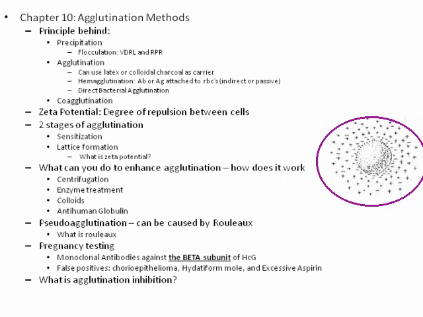How do we enhance agglutination? We can centrifuge it. That overcomes zeta potential by forcing the cells together. Enzyme treatment strips the zeta potential off the cells. Colloids can do something similar, and the anti-human globulin is another way that we can enhance agglutination. Issues can be caused with agglutination when we have pseudoagglutination.